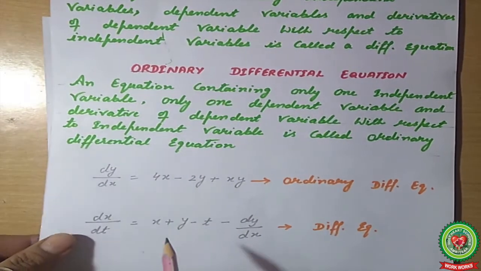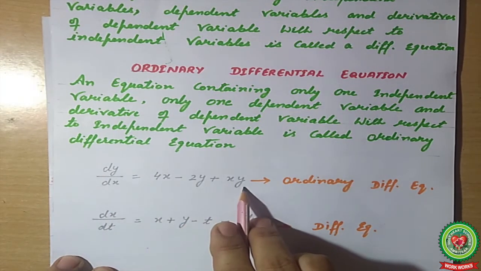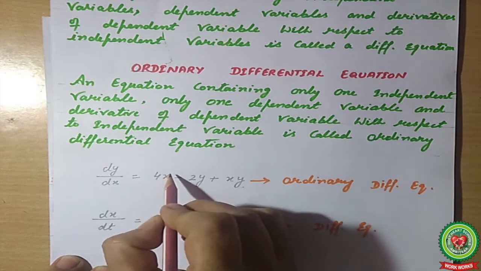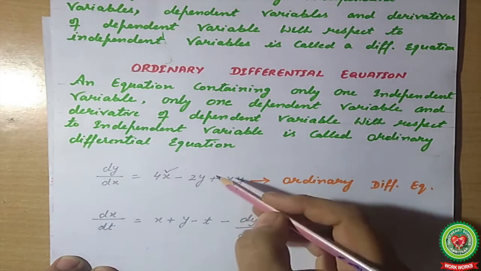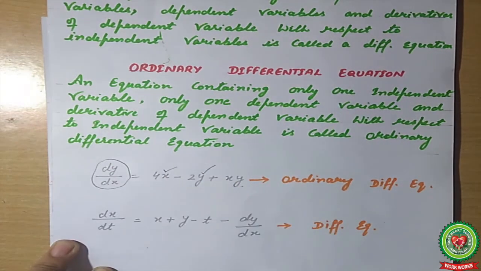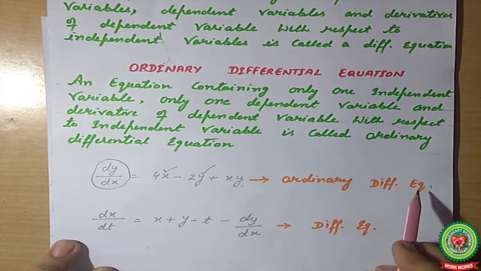dy upon dx is equal to 4x minus 2y plus xy. First of all, the condition of the ordinary differential equation: you have one independent variable and one dependent variable. That means the equation should be in between two variables only, independent and dependent. Now, here only two variables are there. One is x and the other one is y. And dy upon dx is also there. Therefore, this type of equation is called the ordinary differential equation.